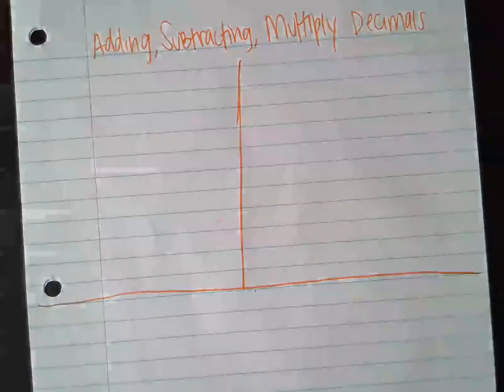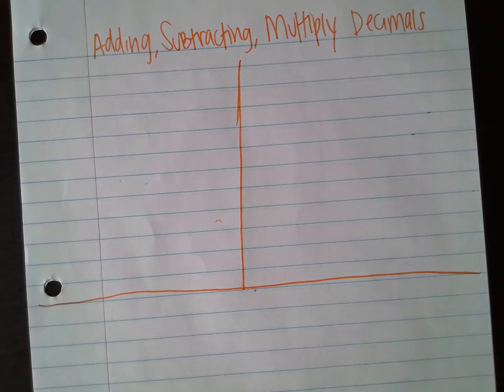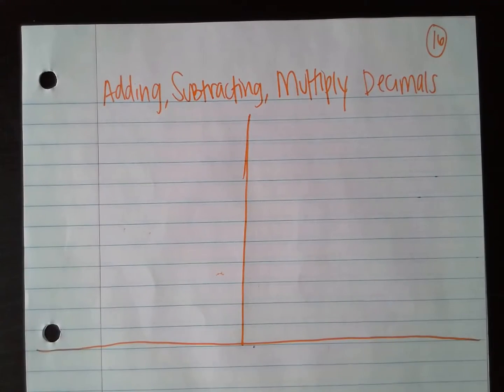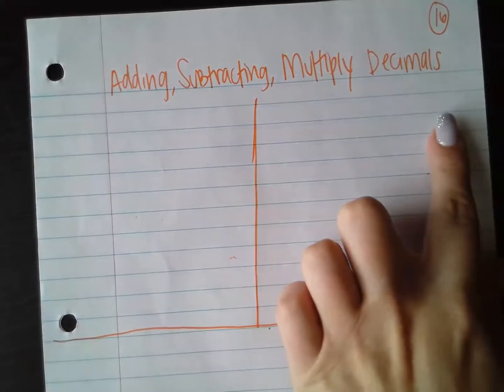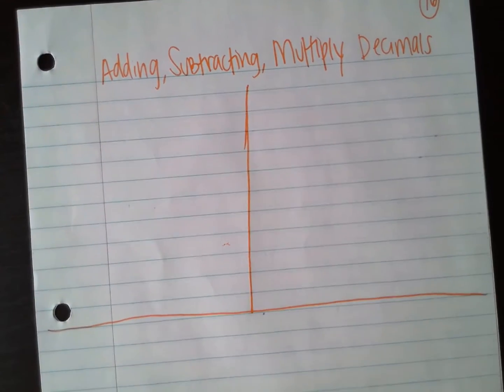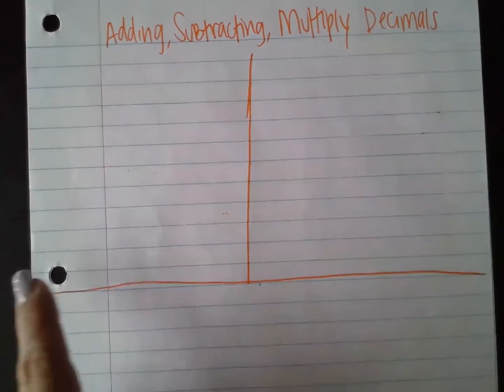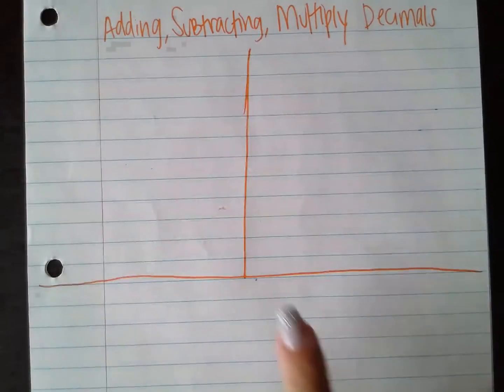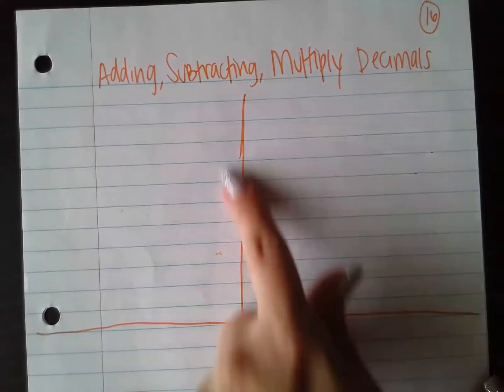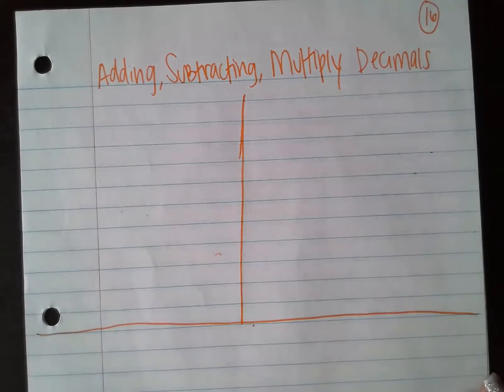Okay, so again, this is going to be happening on page 16 of your notebook. So what you need to do first is on this page, you can title it Adding, Subtracting, and Multiplying Decimals. You're going to split your page in half so you can draw a line to kind of section off the top half and bottom half. And then the top half, go ahead and split it into two more sections.